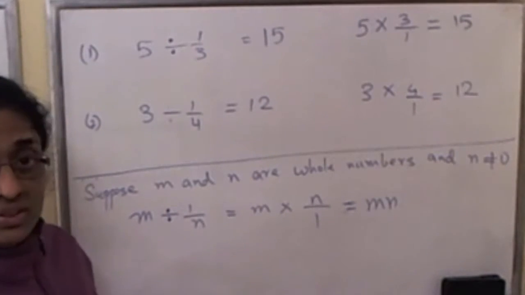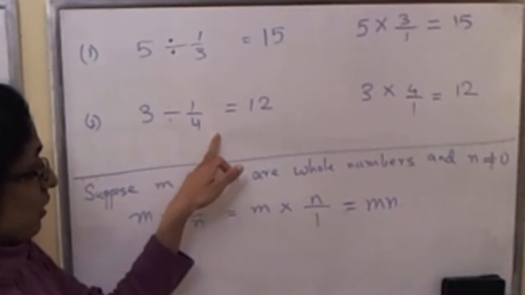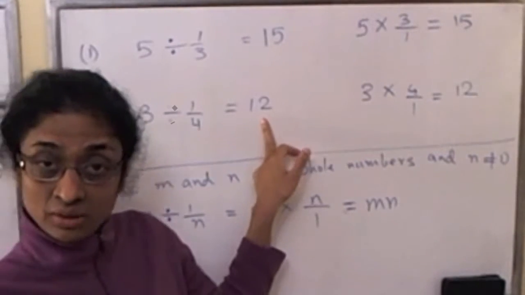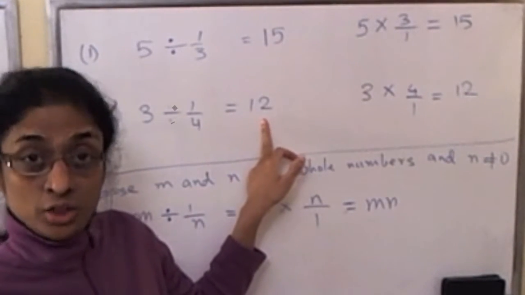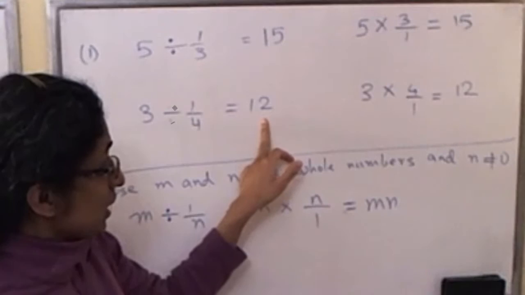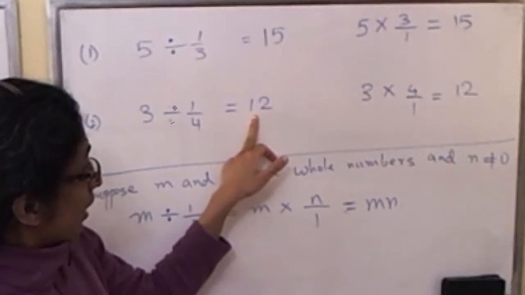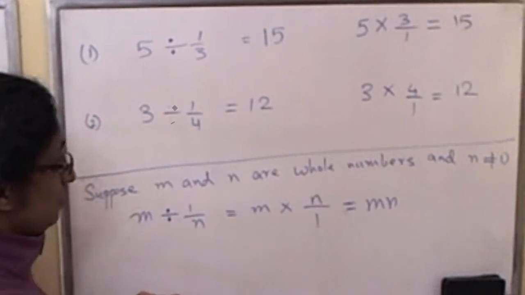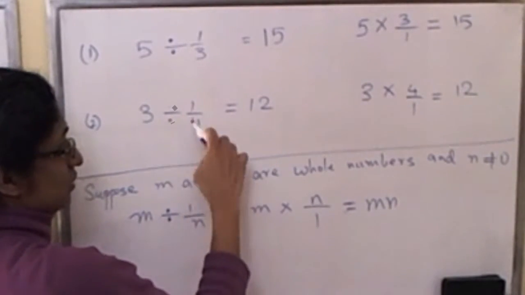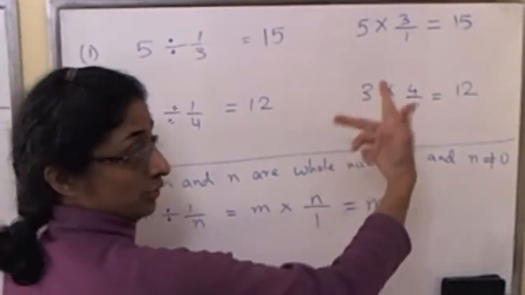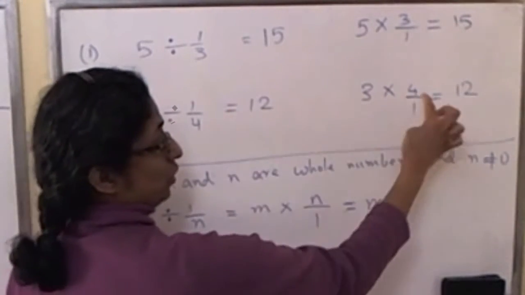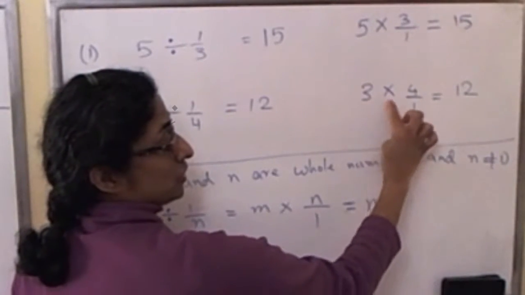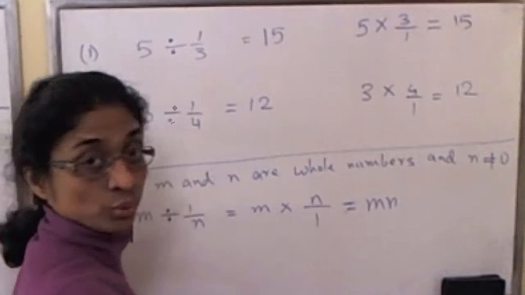Well, let's look at another example. 3 divided by 1/4 equals 12. That's the calculation we just did using the definition. And now let's look at this. 3 times, instead of division, now I'm writing times. Instead of 1/4, I have the flipped version. Instead of 1 over 4, I have 4 over 1. I notice 3 times 4 over 1 equals 12.